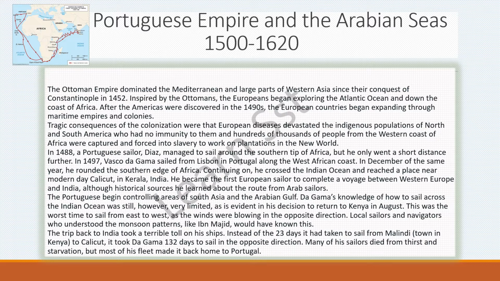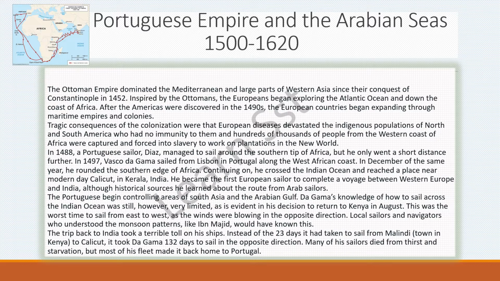In 1497 he sailed from Lisbon in Portugal along the West African coast, and in December of the same year he rounded the southern edge of Africa, continuing on, and he crossed the Indian Ocean and reached a place near modern day Calicut, which is in Kerala in India. He became the first European sailor to complete the sea journey between Western Europe and India.